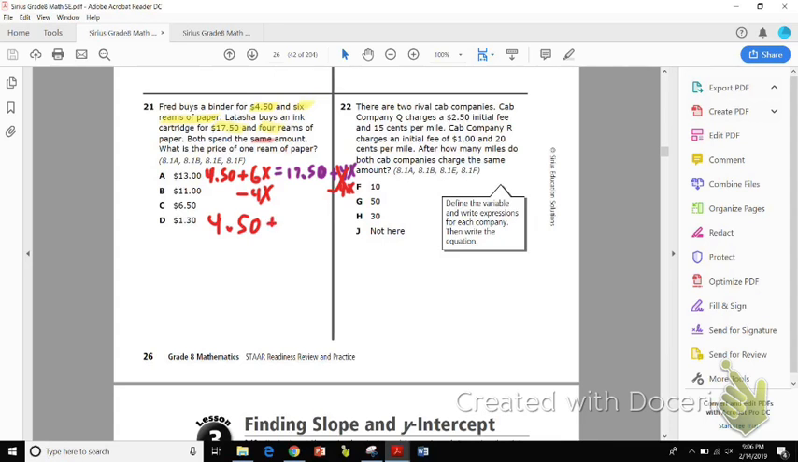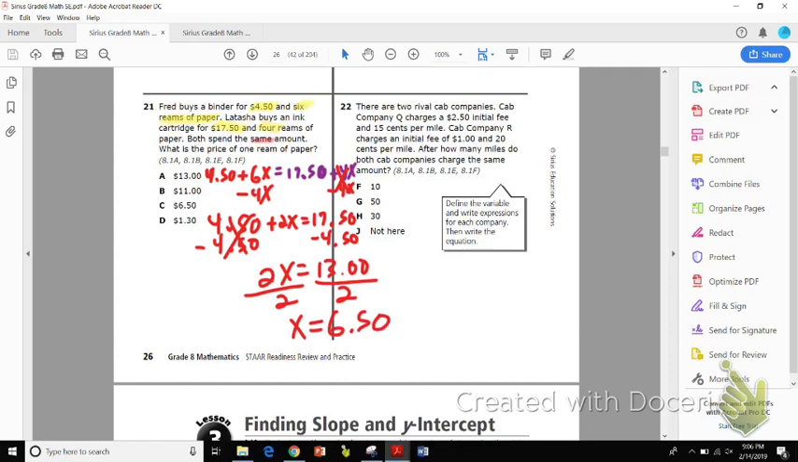Let's bring down our numbers here. $4.50 plus 2x is equal to $17.50. Let's subtract $4.50 from both sides to try to isolate our variable. So right here, those cancel out, ladies and gentlemen. We're left with 2x being equal to $13. Now the opposite, or the inverse operation of multiplying x by 2 is to divide it by 2. What I do to one side, I do to both sides. And ladies and gentlemen, we've established that every ream of paper is $6.50.